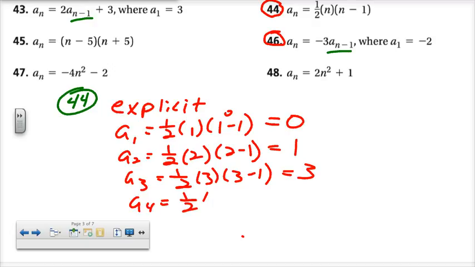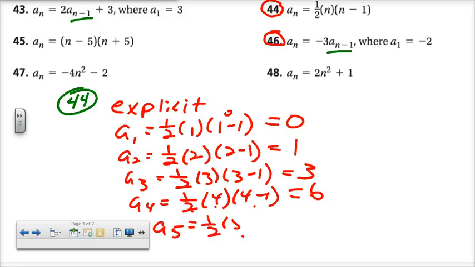Fourth term, 1/2 times 4 times 4 minus 1. With this one, I'm just going to go straight across here. 1/2 times 4 is 2. 4 minus 1 is 3. So that will give us 6. And then the fifth term, 1/2 of 5 times 5 minus 1. Well, 5 minus 1 is 4. 1/2 of 4 is 2. And 2 times 5 is 10. So there are the first 5 terms of that sequence, just using the formulas there.